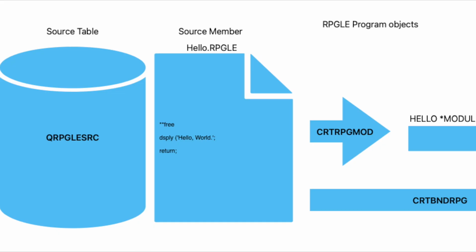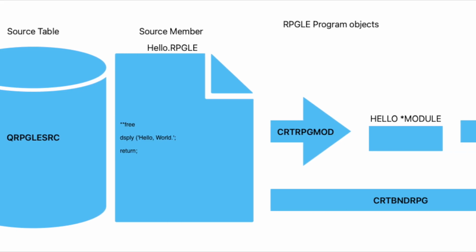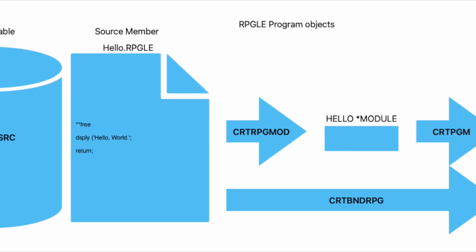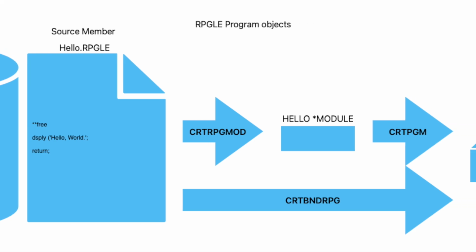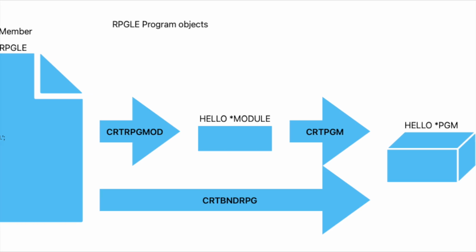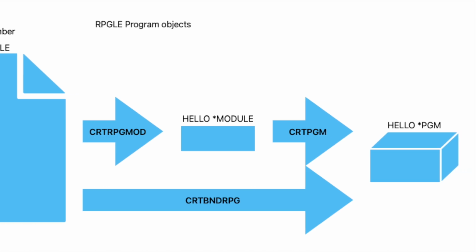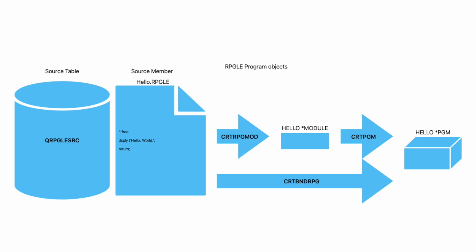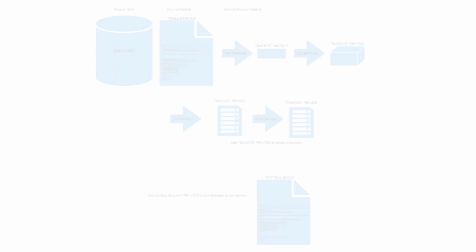So in the same way that we were able to take a source table and create a source member, hello.rpgle, and then we created a module from the source and then created a program from that module, we'll be doing something similar when we create our service program. Only this will be code almost like a microservice that we will be able to use in multiple program objects.